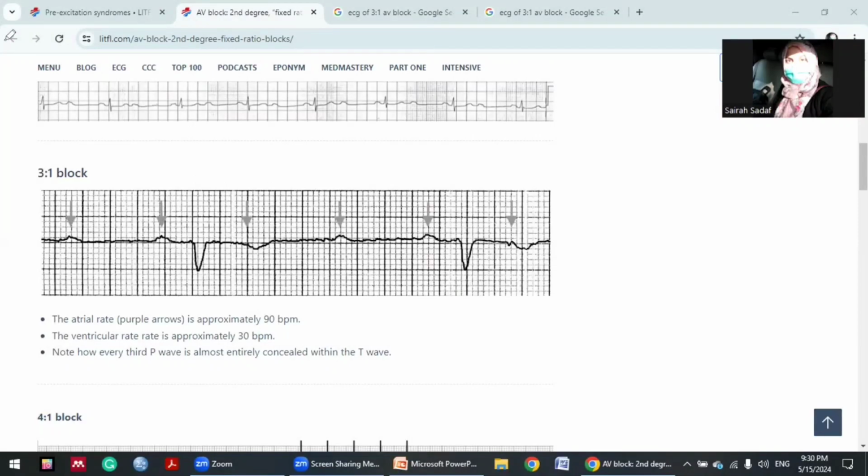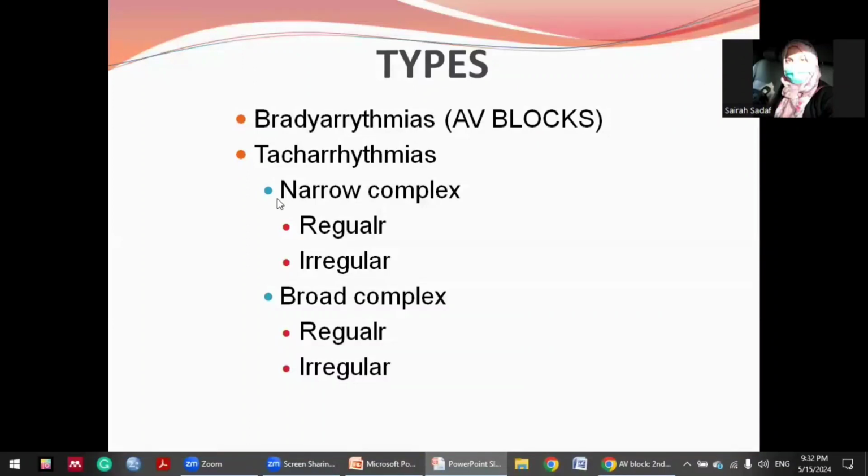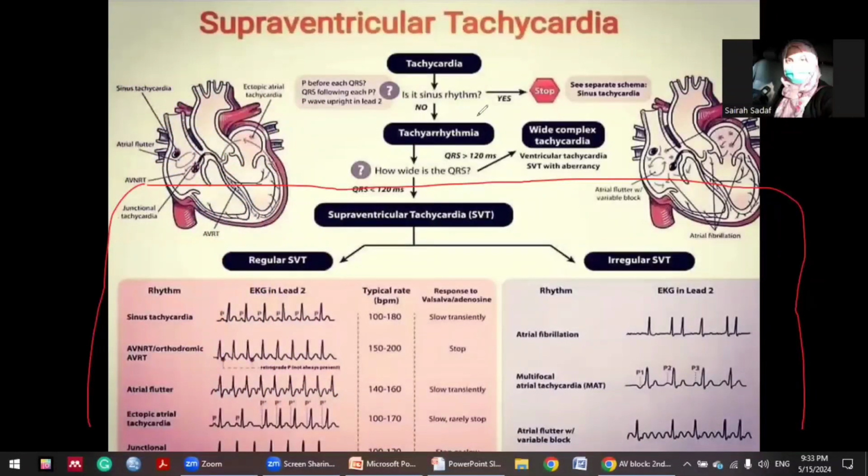Okay, you got it? Someone was asking about arrhythmias. First, we have studied the bradyarrhythmias, those are the AV blocks. Now we will go through the tachyarrhythmias. There are different kinds of tachyarrhythmias. First, I have different classifications for you. There's narrow complex and broad complex, and among those we have regular and irregular broad complex tachyarrhythmias.